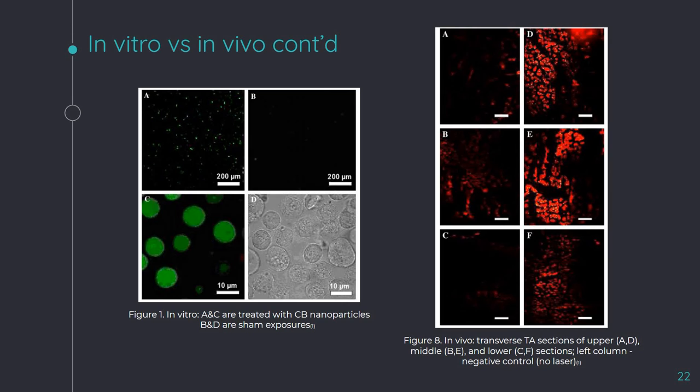The left figure represents the in vitro experiment and the right the in vivo. In figure 1, the left column are treated with carbon black nanoparticles, while the right side is a representation of sham exposures. In figure 8, the left column represents the negative control, and the upper, middle, and lower sections are represented from top to bottom.